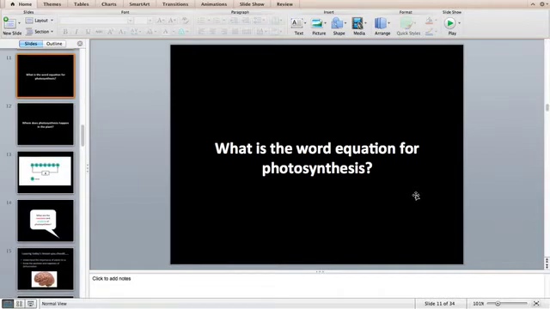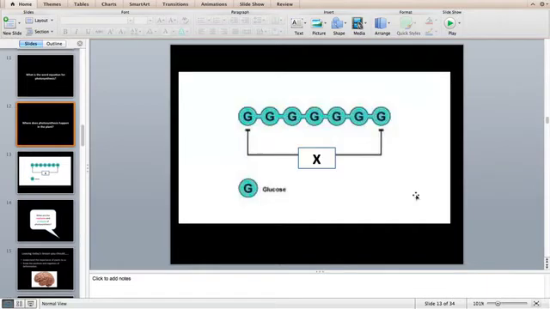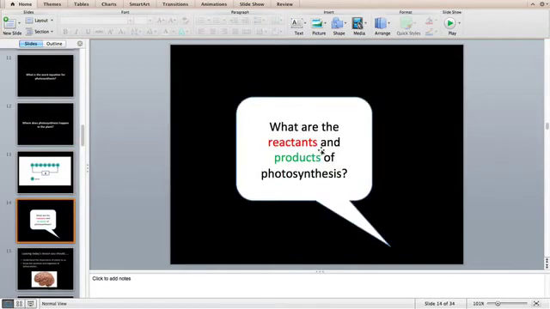Next question. Where does photosynthesis happen in the plant? Again, pause the video and see if you can write that down. It happens in the chloroplasts, doesn't it? In the leaves. What molecule is this? It's loads of glucose molecules stuck together. It's how plants store their excess food. It's starch, isn't it?